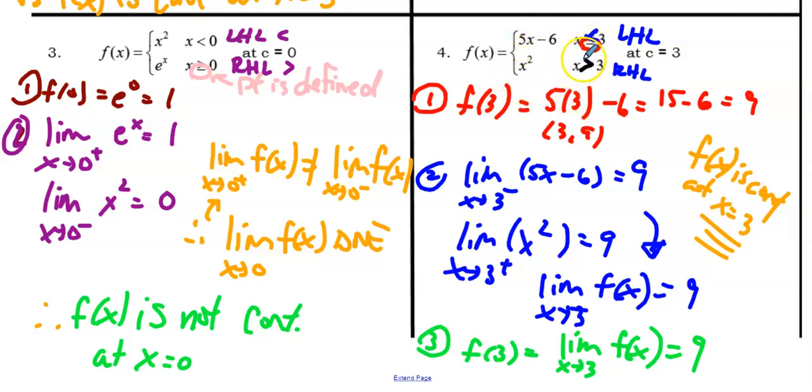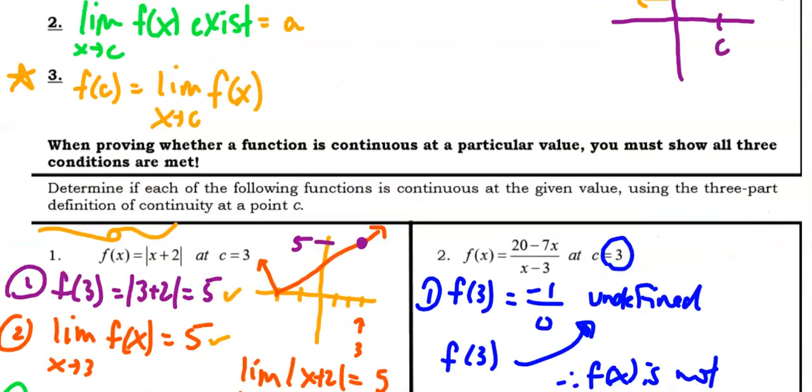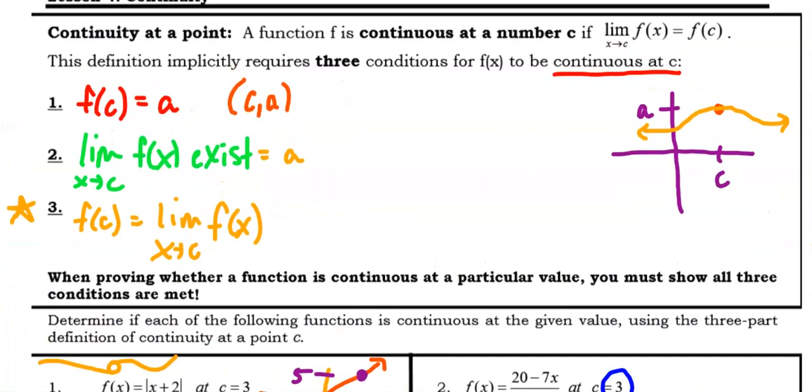And so the only places that we really had to check for question number 4 and question number 3 are at 0 and at 3 respectively. Okay, so that's my video for just the introduction to continuity. And like I said, you just have to follow these 3 steps. So when you're asked to write out or prove using the definition of continuity whether a function is continuous at a certain value, you are going to use these 3 steps.